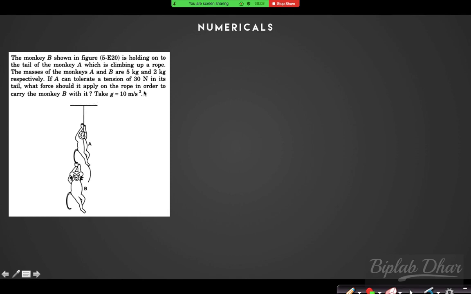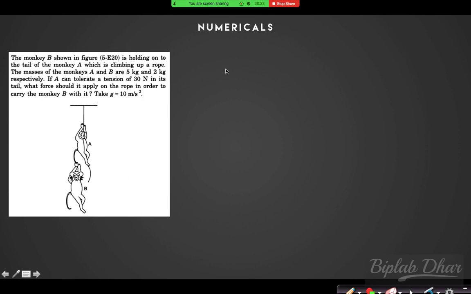Look, the monkey B shown is holding on to the tail of monkey A, which is climbing up a rope. The masses of the monkey A and B are 5 kg, 2 kg respectively. If A can tolerate a tension 30 Newton in its tail, what force should it apply on the rope in order to carry the monkey B with it?